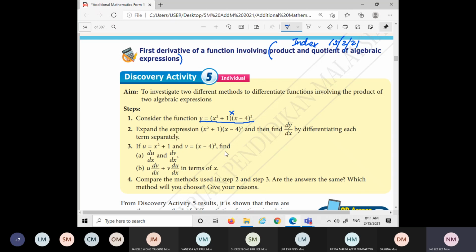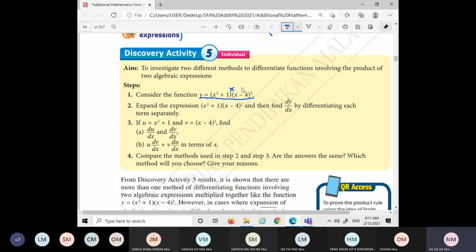After we learn this, we call it the product rule. But in this activity, they want us to compare. If we expand and differentiate, and if we follow this rule and differentiate, we want to compare whether the answers are the same or not. So I'm going to show you now. First of all, expand the expression. You can do it by yourself also, then we can compare. Then find dy/dx by differentiating each term separately.